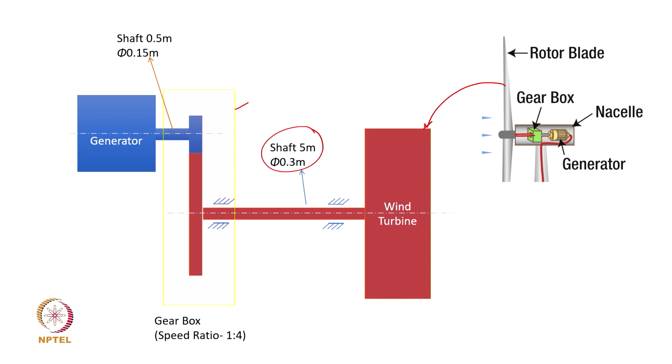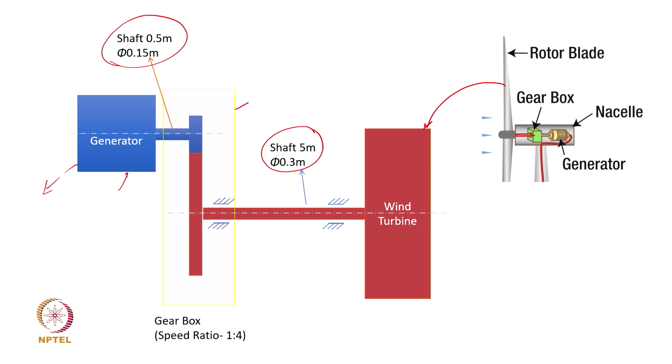pair, where the generator is spinning 4 times the speed of the wind turbine, and of course, the generator is connected through a shaft. The dimensions are given here, and the generator of course then generates electricity. Now, the rest of that part is not a mechanical system. So, we will focus on this simplified vibratory model.